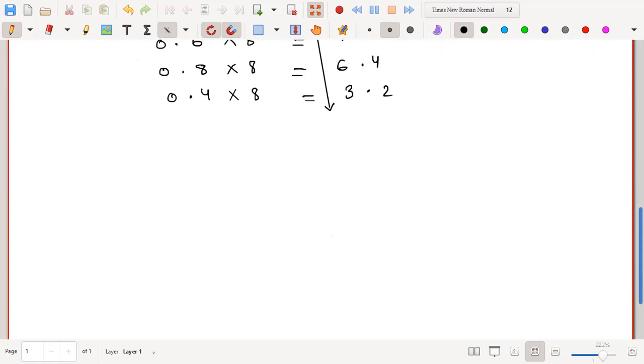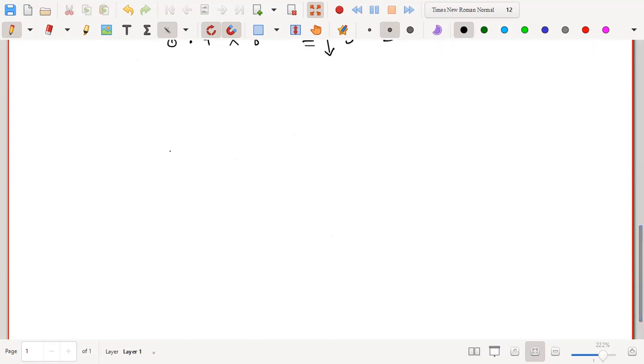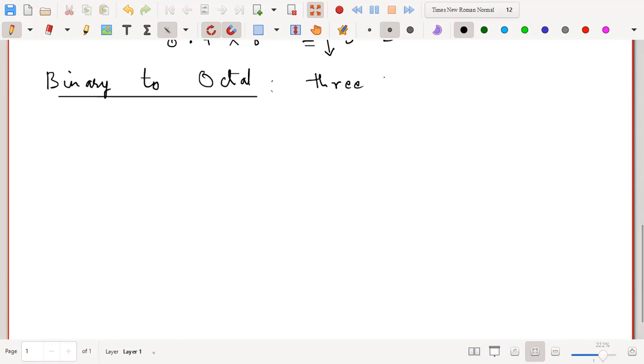How would you convert binary to octal? Binary to octal conversion. Let us see this. A binary number can be converted into its equivalent octal number by making a group of 3 bits. Here, we'll make a group of 3 bits, starting from the LSB.